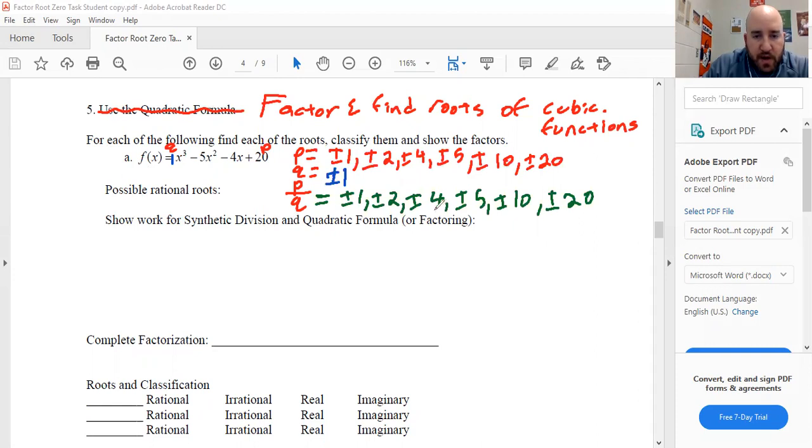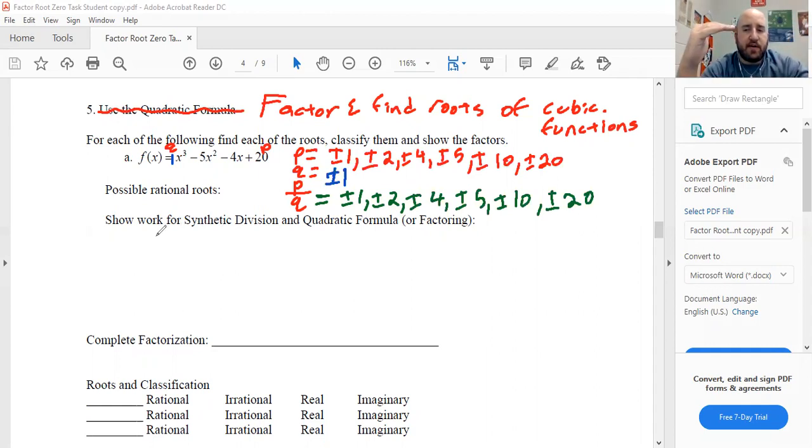So we got all of our P over Q's, okay? These are the 12 numbers, +1, -1, +2, -2, and so on, that I'm going to try to use to perform synthetic division. That's the first step I've got to do. I've got to use synthetic division, which I've talked about as we've been doing this packet, to break down our polynomials, okay?